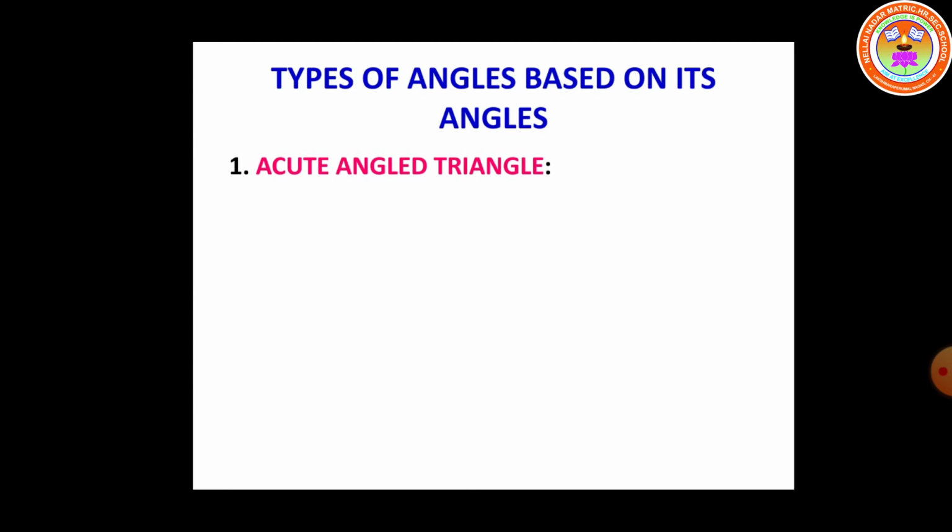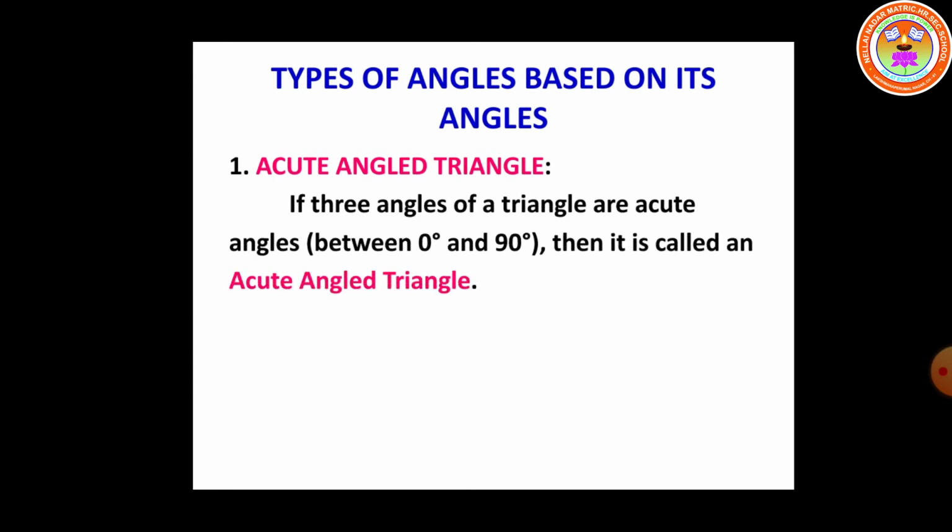First type, acute angled triangle. If three angles of a triangle are acute angles, that means it lies between 0 degree and 90 degree, then it is called an acute angled triangle. See, all the angles are less than 90 degree. Therefore, it is acute angled triangle.